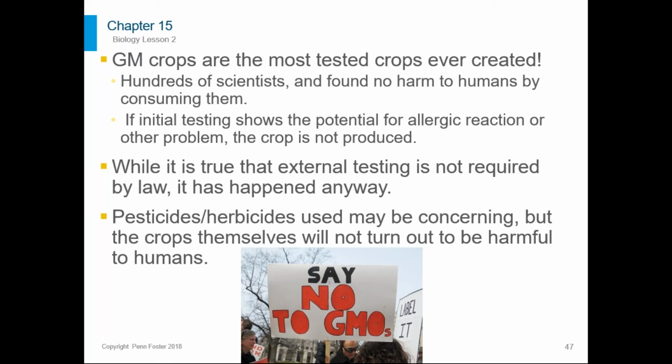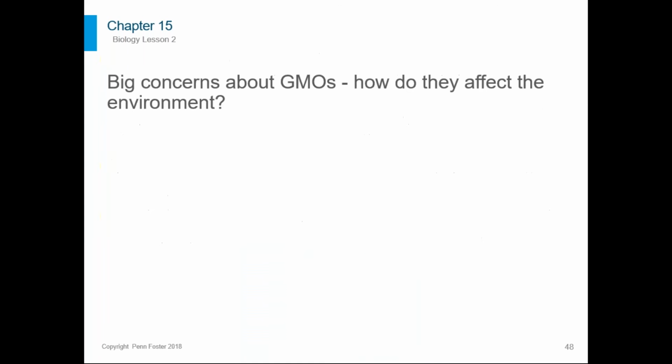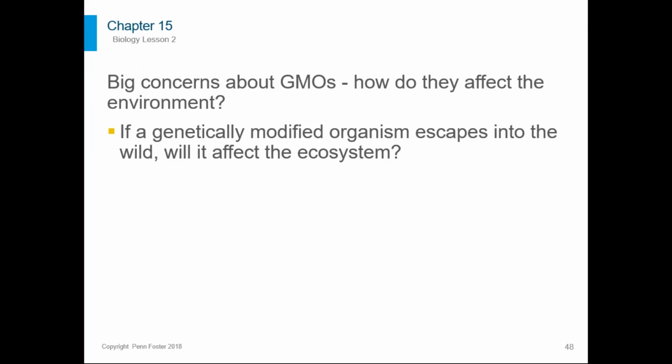In summary, genetic modification is just a tool. Okay, it's not bad or good. We could use it to make things that are bad or good. And so far, they've been used to make things that are good. There are some legitimate concerns about GMOs, basically, mostly how they affect the environment. So if a genetically modified organism escapes into the wild, will it affect the ecosystem? So that's a concern that they had about the fish. If these fish that can grow really fast got out into the ocean, they could screw up the entire salmon population, which would screw up the entire ocean ecosystem.